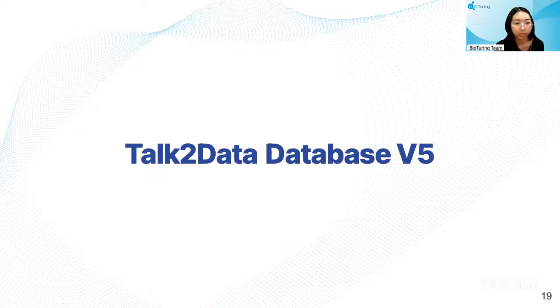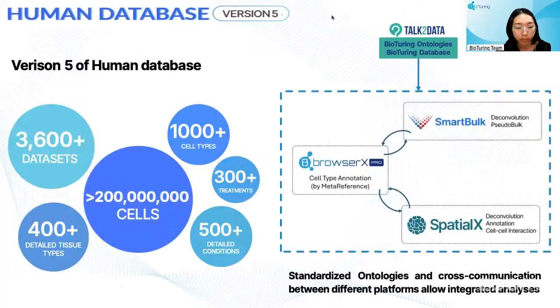In this section, I basically want to give you an overview of all of these standardized ontology terms that we have. In the next slide, you'll be able to see that overview, where we have over 200 million cells. These are human cells. We do have a database for mouse as well, but we will be releasing that sometime in the future. So if you can move to the next slide.